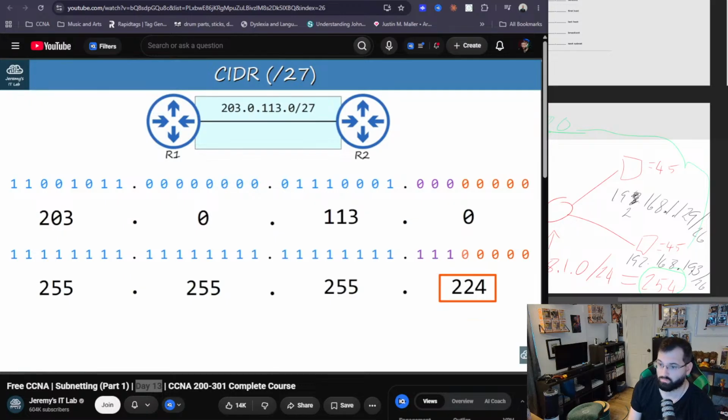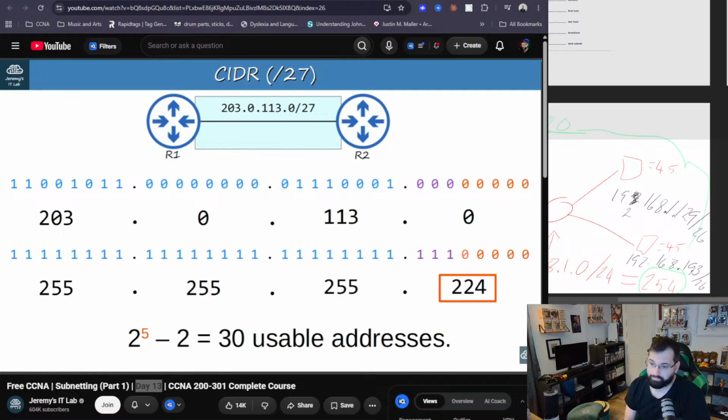Now that you get the idea, let's speed it up. For a /27 prefix length, the mask is written as 255.255.255.224 in dotted decimal. There are now 5 host bits, so that means there are 30 usable addresses. As you can see, the address space is getting smaller and smaller as we extend the network mask.